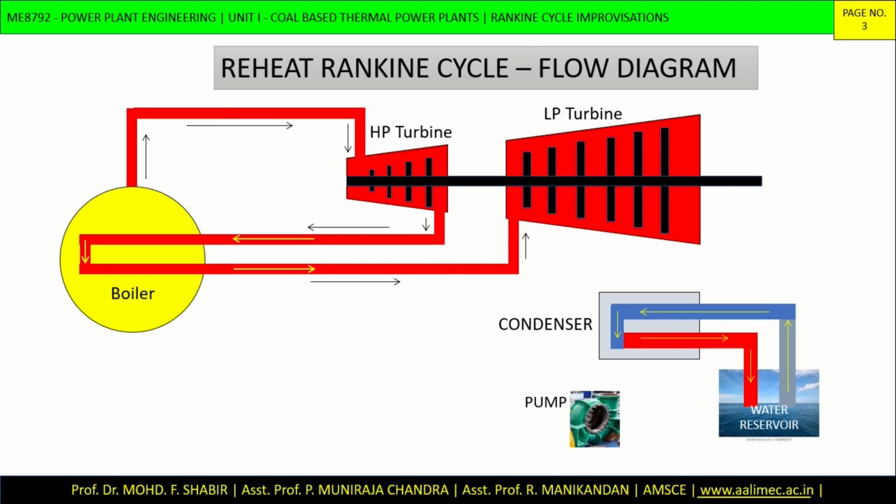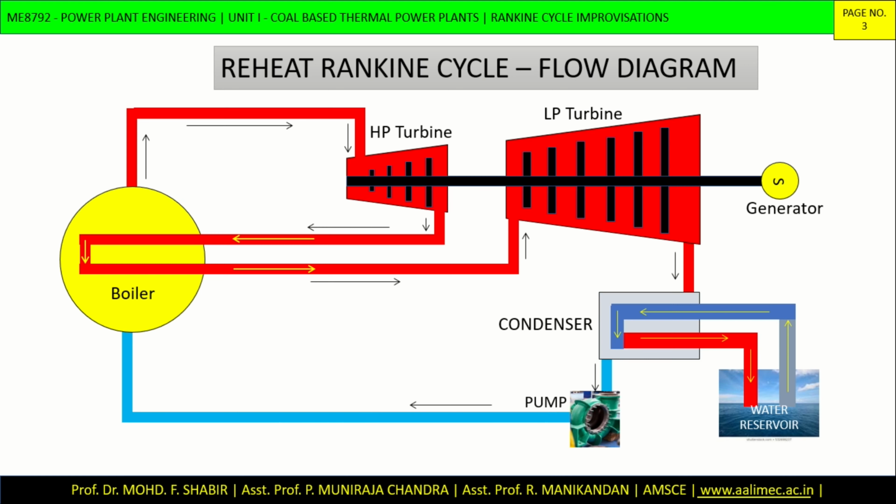Here the steam expands. In the turbine, the heat energy is converted into mechanical energy, which is again converted into electrical energy using generator. After expansion, the steam is passed through the condenser for condensation. After condensing, the water is now passed to the pump. The pump pumps back the feed water to the boiler. So this is the flow diagram of a reheat Rankine cycle.